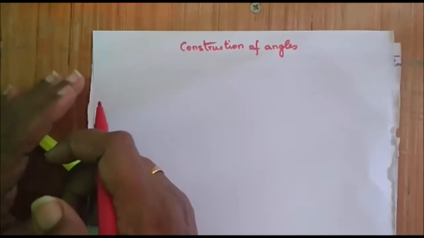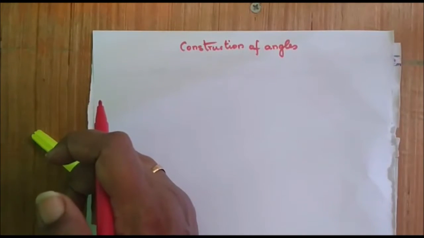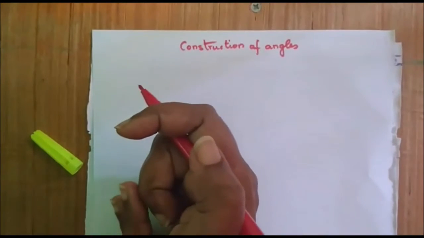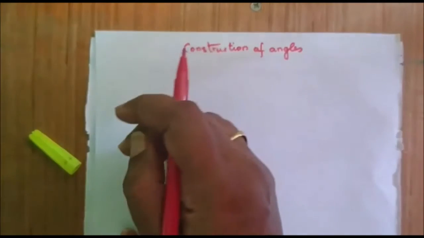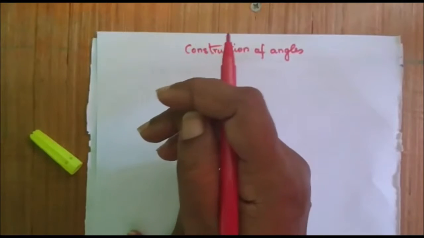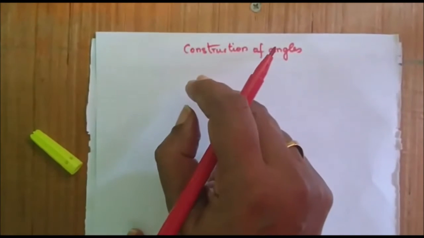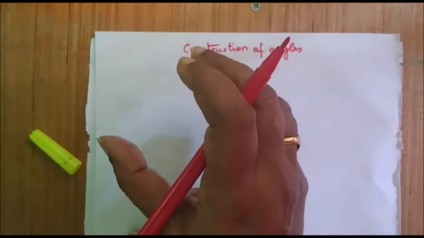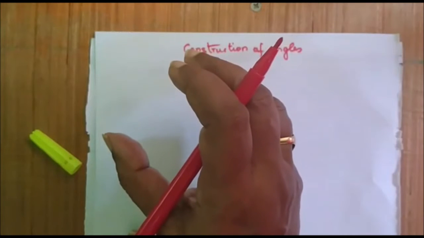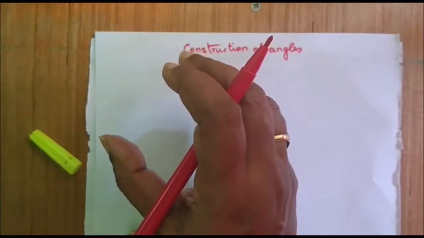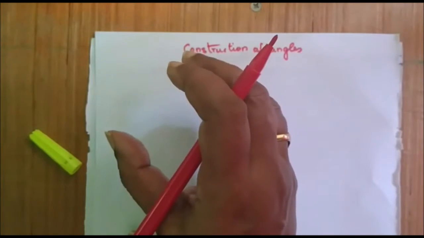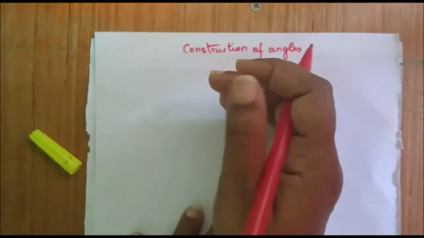Hello friends, in this class we'll see about the construction of angles. Before going into the construction of a quadrilateral, I am taking this topic so that you may know how to construct angles of measurement 105 degrees, 120 degrees, 60 degrees and 75 degrees.